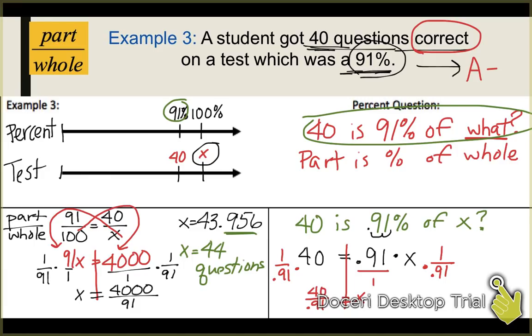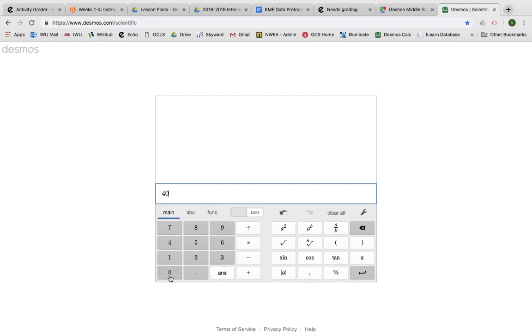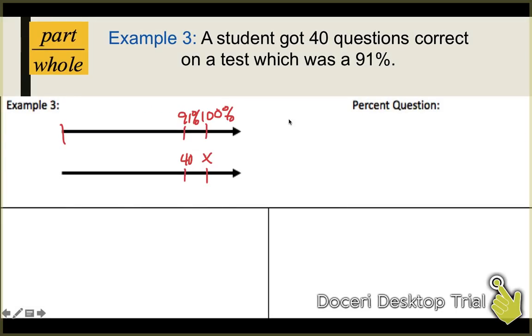So if I were to put that in my calculator, and you guys can, and I do 40 divided by 0.91, I get 43.95. Guess what? That's the same that I used to get. So I had 40 over 0.91 is equal to x. And if I divide that, I get 43.956, which rounds to 44 questions.